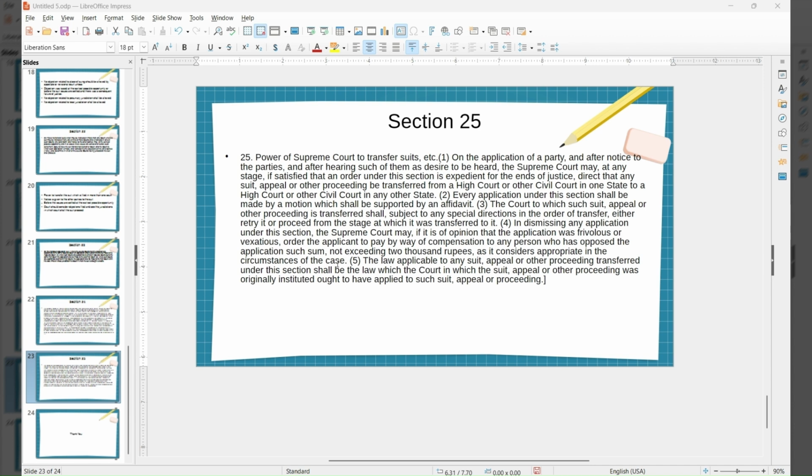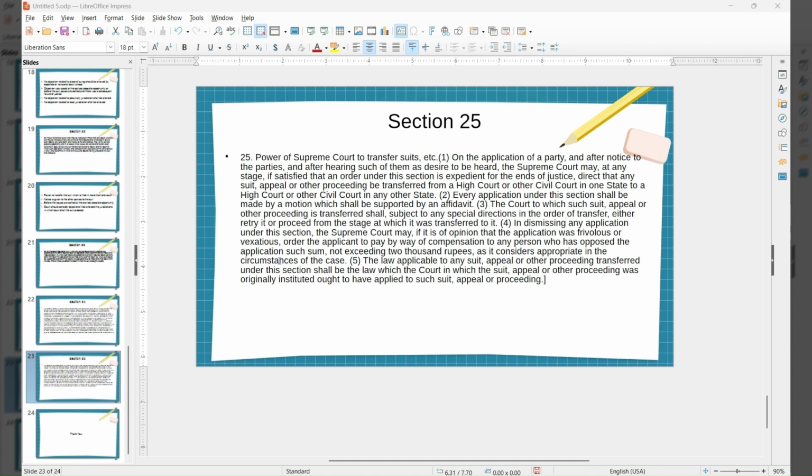Subsection 4 deals with the penalty for frivolous applications. If the Supreme Court finds that the transfer application was frivolous or vexatious, filed only to harass, because parties sometimes file suits to harass another party, it sees whether the party was acting unwantedly or wanted to trouble the other party. Based on that, it may order compensation up to 2000 to be paid to the opposing party. This discourages misuse of Section 25.